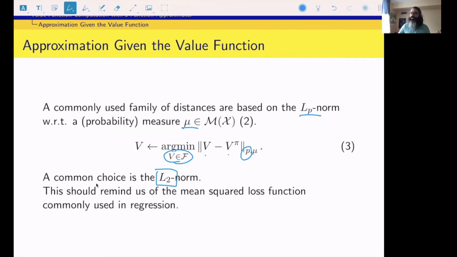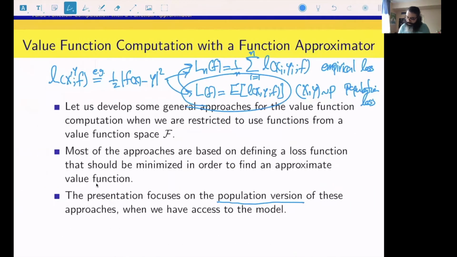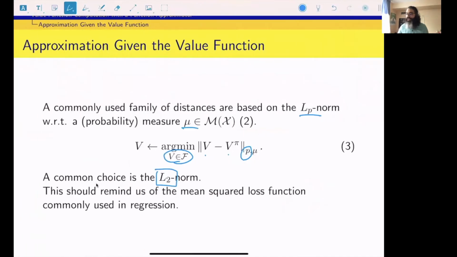This should remind us of the mean squared loss function that we commonly use in regression. I had it a few slides ago. For example, here at the top, we essentially have squared error. So this is the L2 norm between samples or targets and our function. So we are essentially doing a similar thing. We can do a similar thing here if we choose the L2 norm. Okay, is there any question so far?